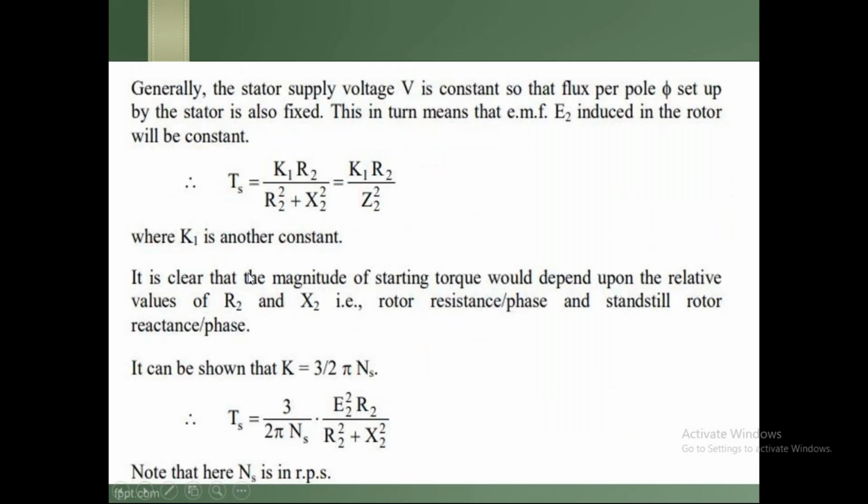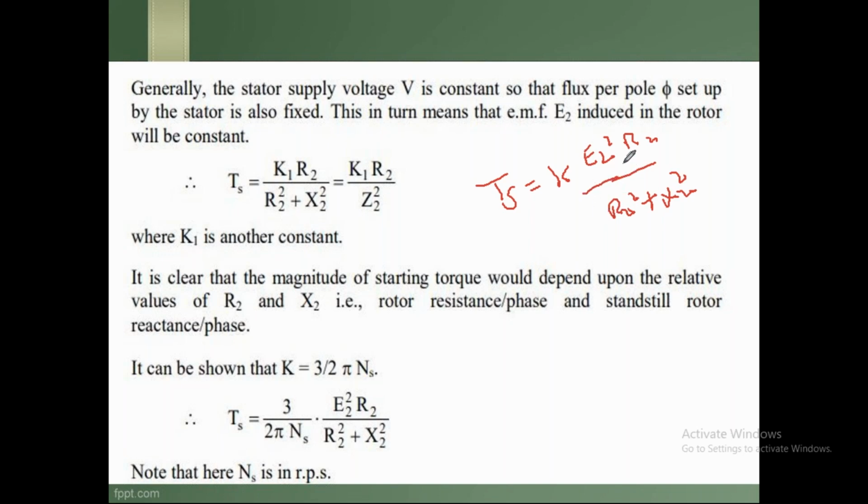Right. So here, in this equation we are going to eliminate the constant parameter. So we obtain the equation like this, right? Ts is equal to K E2 square R2 divided by R2 square plus X2 square.